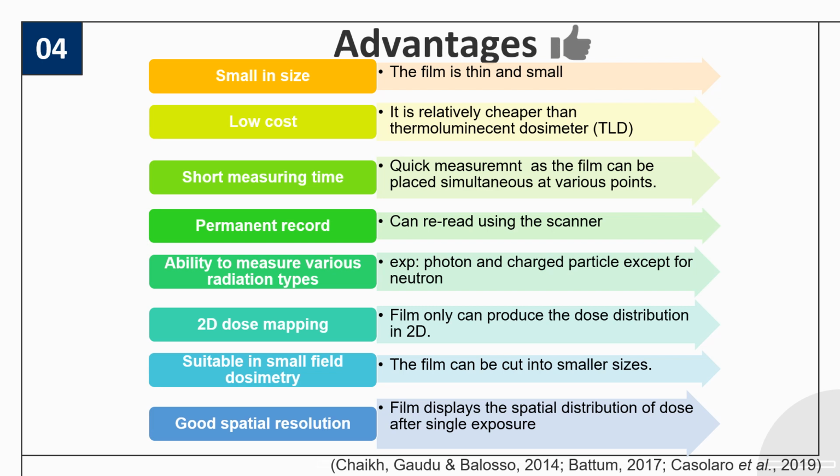After that, the film can produce permanent record as it can be rescanned using the scanner. Next, the film can measure various types of radiation such as X-ray, gamma ray, and beta particle, except for neutron. Later, the film can produce 2D dose distribution. Moreover, the film is suitable for small field dosimetry as it can be cut into smaller sizes. Lastly, the film can display better spatial resolution after the single exposure.